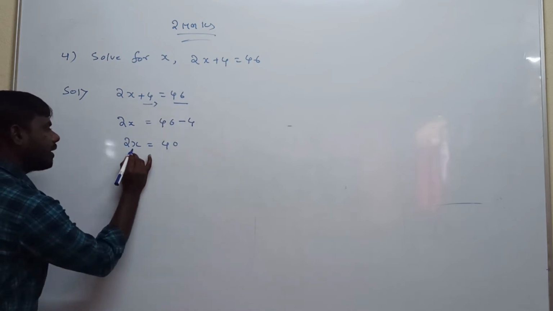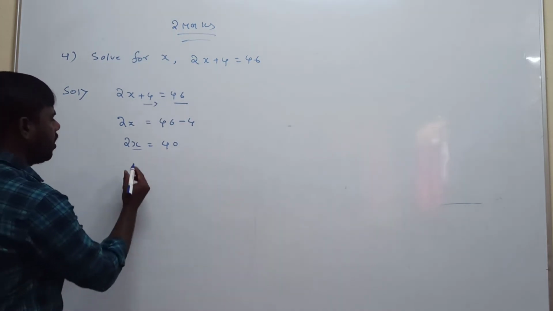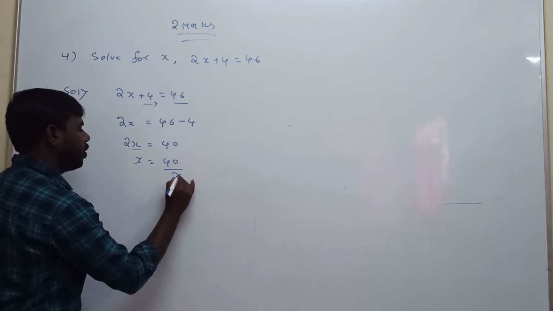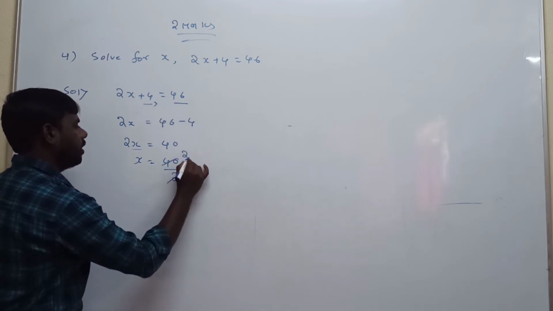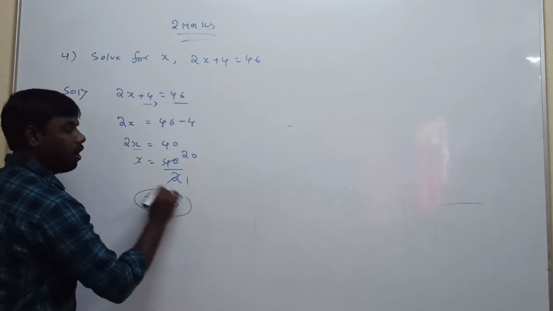Only to calculate the x value, what is extra? 2 is the extra. So x is equal to 40 by 2; 2 goes to the right hand side, means the denominator. 2 twos are 40... 2 ones are 20. What is the x value now? x is equal to 20 is the answer.